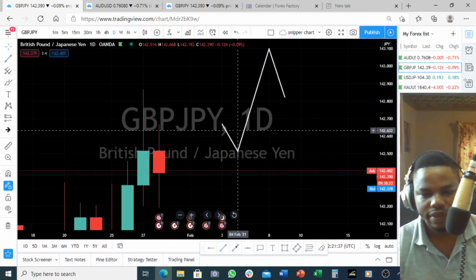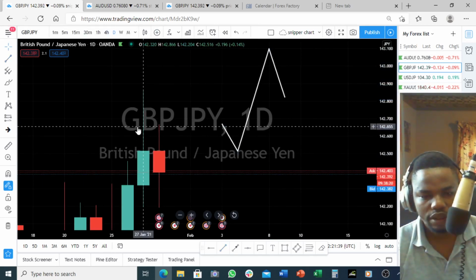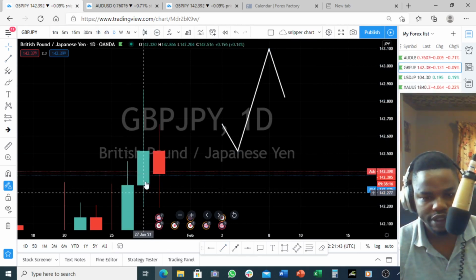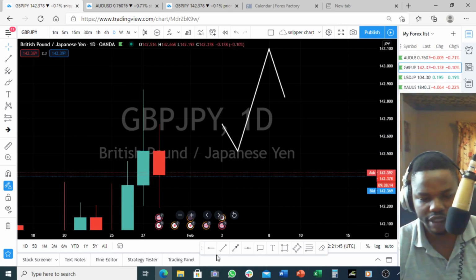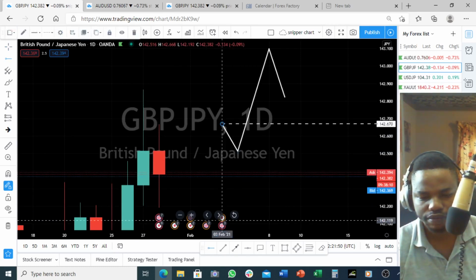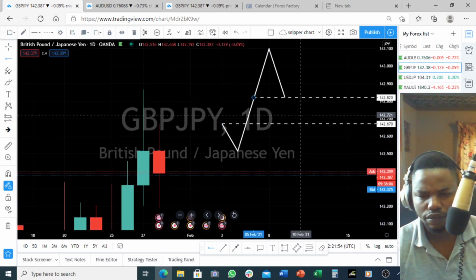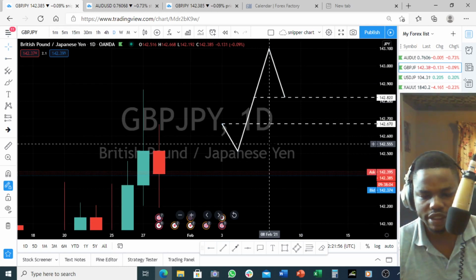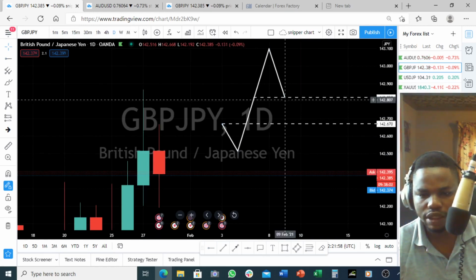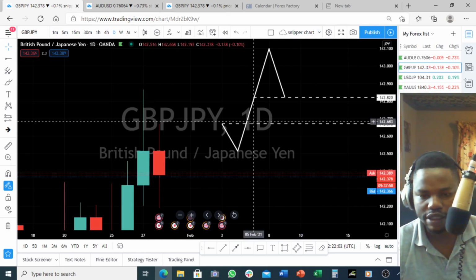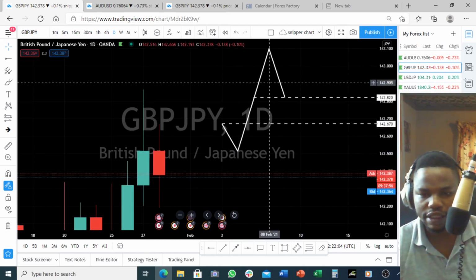Okay, let me explain. This is the reason why you see a wick here, and you see a body here. Let me explain that part. Allow me to do that. This is what is happening. This body you see is this area right here. This wick you see is this area right here.